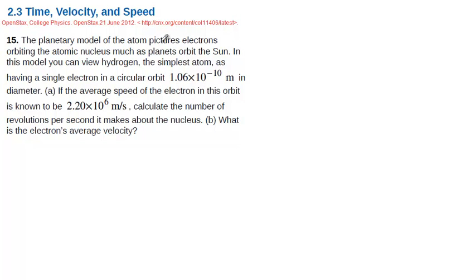The planetary model of the atom pictures electrons orbiting the atomic nucleus, much as a planet orbits the sun. Essentially, you could think of it as a nucleus here, in red. For this problem, it's a hydrogen atom, and a hydrogen atom only has one electron and one proton in the nucleus. So this electron will orbit the nucleus at a certain distance.